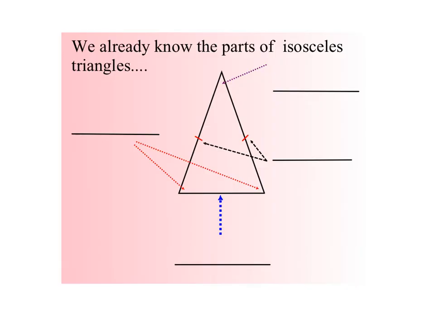Let's continue. We've already talked a little bit about the properties or parts of an isosceles triangle. Let's review them. This angle right here is the vertex angle. Here I have the base side length, right? It's this side right here. These two angles are called the base angles. And these two sides are called the legs. Okay, let's talk a little bit more with isosceles triangles.